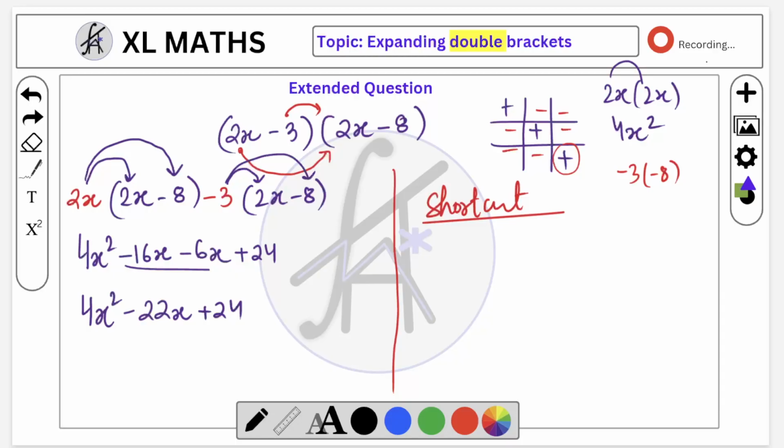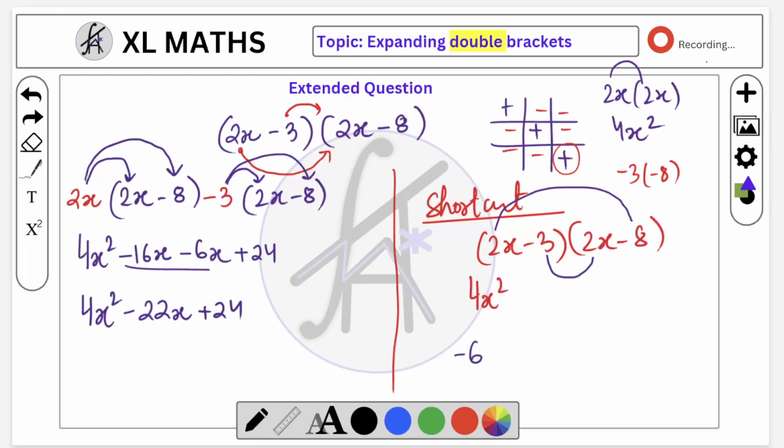So we have 2x minus 3 and 2x minus 8. First, just multiply the terms having x. So we have 2 times 2, that is 4x squared. Perfect. Now we have to pick the middle term. For that, you are going to be multiplying these numbers, not the variable, just the numbers. Minus 3 times 2 is minus 6. And the extreme numbers, 2 times minus 8, gives you minus 16. Minus 16 minus 6 gives us minus 22.